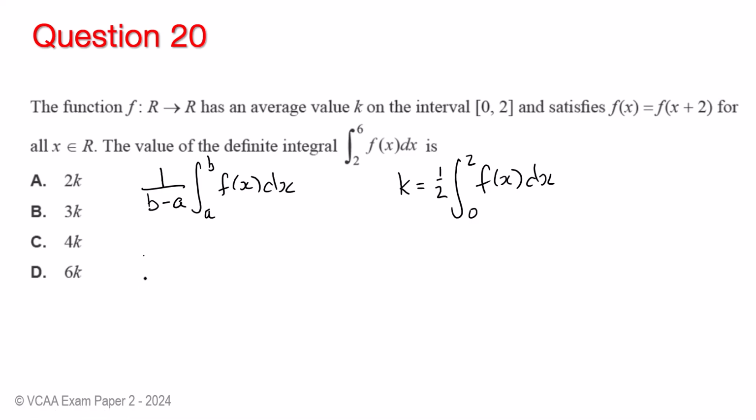We are also told in the question that f of x is equal to f of x plus 2. So putting that back into the question, that means that f of 0 would equal f of 2, f of 1 equals f of 3, f of 2 equals f of 4, and f of 4 equals f of 6. Therefore, k would be equal to 1/2 times the integral from 2 to 4 of f of x, and also 1/2 the integral from 4 to 6 of f of x dx.